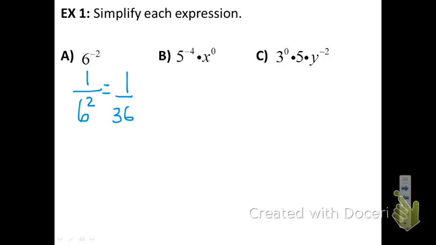Our second one, we have something to the 0. So this portion becomes a 1. Now, 1 times anything is going to be whatever we have here, so I'm going to get rid of my 1 there and work with this 5 to the negative 4. 5 to the negative 4 becomes 1 over 5 to the 4th, and 5 to the 4th is 625, I believe, so it becomes 1 over 625.